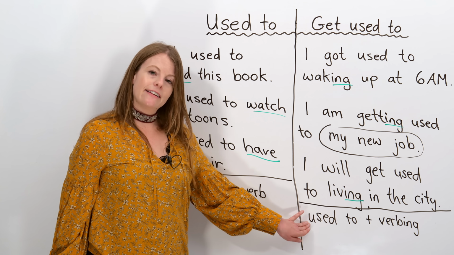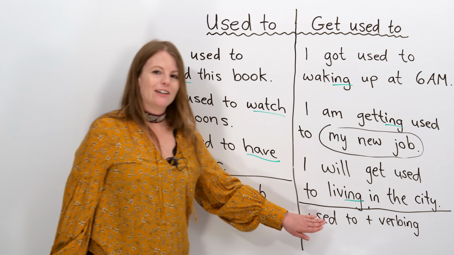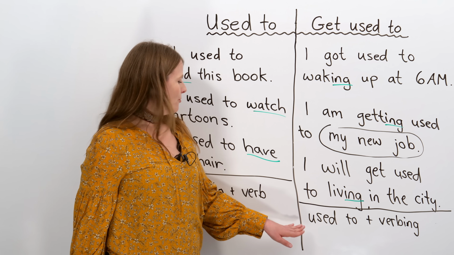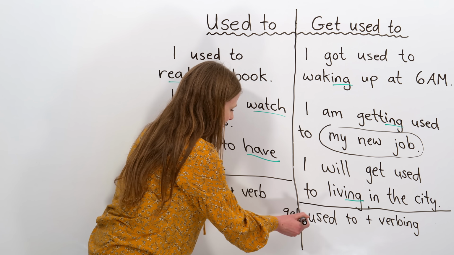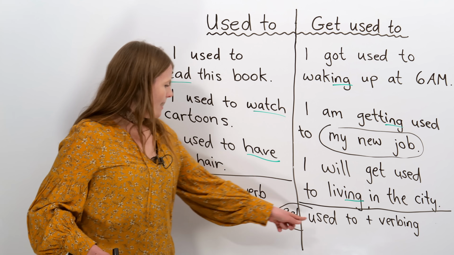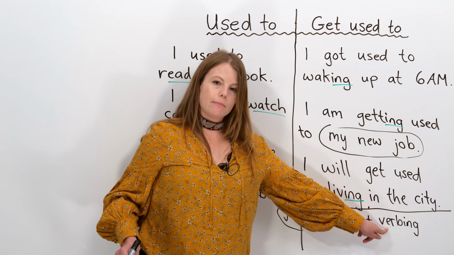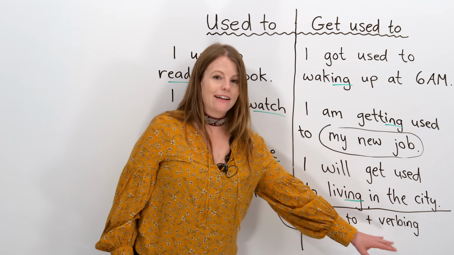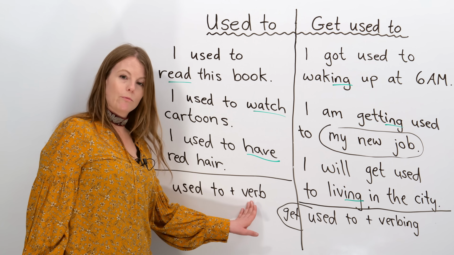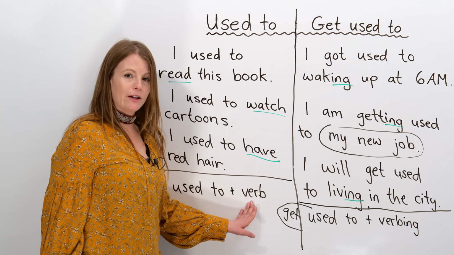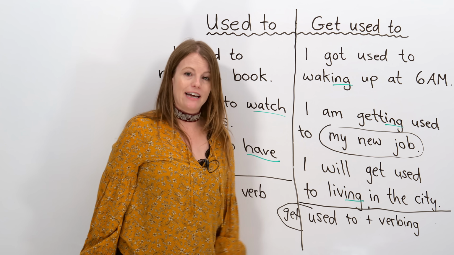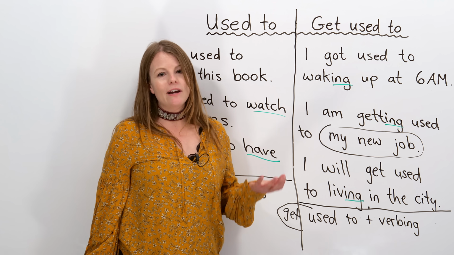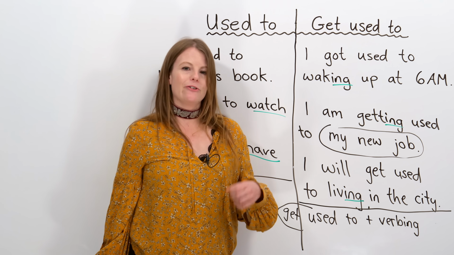So here is the math formula for get used to. So actually I'm going to add the word get here. Get used to plus verb ing. Okay, so that's how these are different. The base form of the verb follows, whereas in this case, verb with ing is what comes after get used to. So now we are going to find out about be used to.